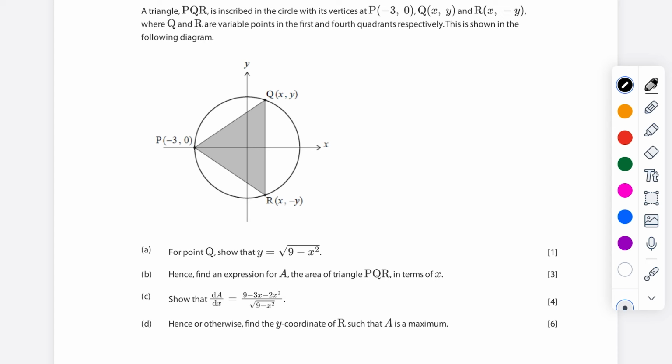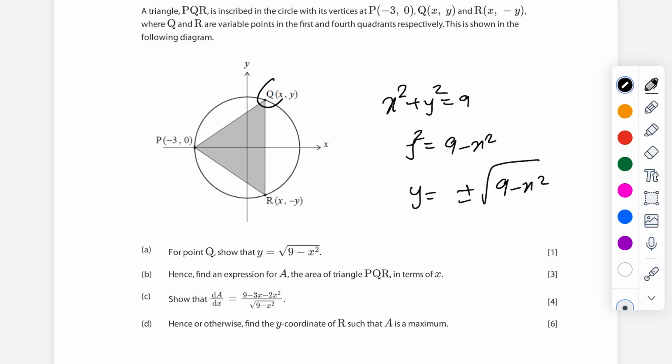So what should I be doing for this? Now we know that x square plus y square equals 9. So y square equals 9 minus x square. y equals plus or minus square root of 9 minus x square. But Q is on the positive y axis. So therefore plus square root of 9 minus x square. So you need to mention this point also, otherwise you will be losing marks for that.